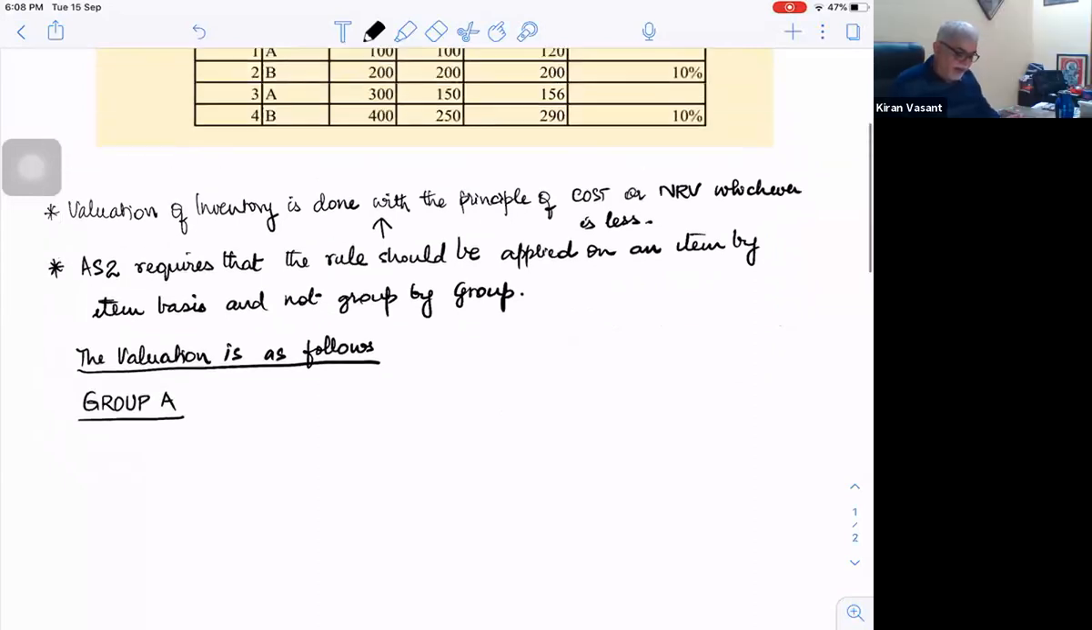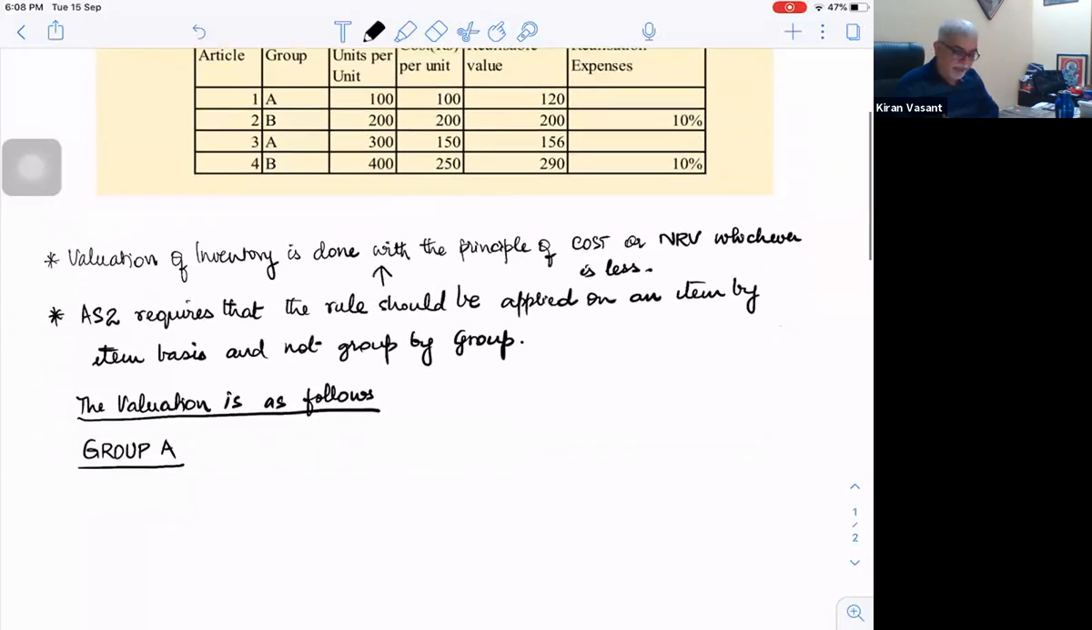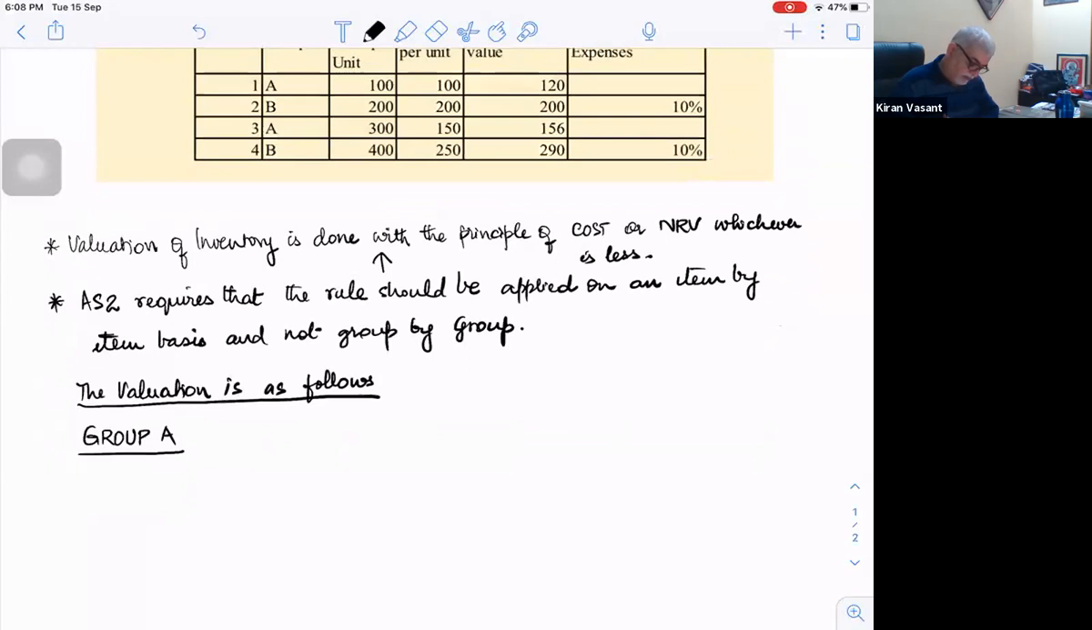We'll talk about group A first. Under group A, you have item 1 and item 3. What is the total cost? 100 into 100. That is 10,000.